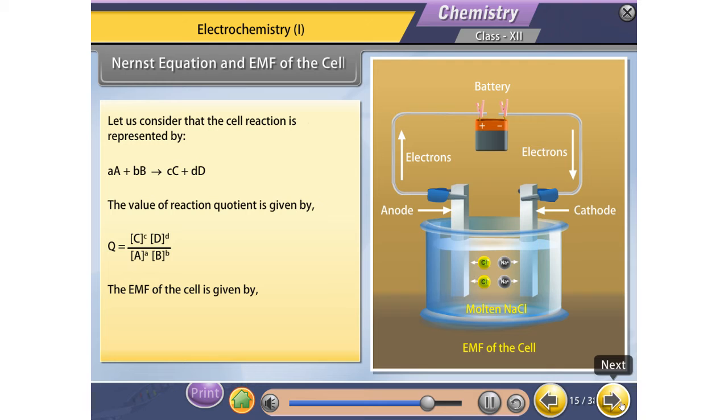The EMF of the cell is given by E naught cell minus 0.0591 upon n multiplied by log [C]^c [D]^d divided by [A]^a [B]^b.